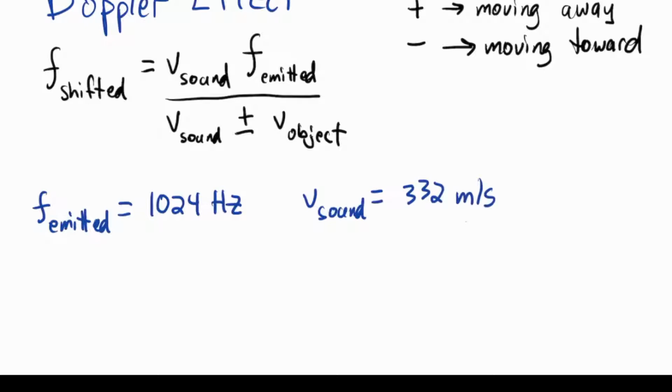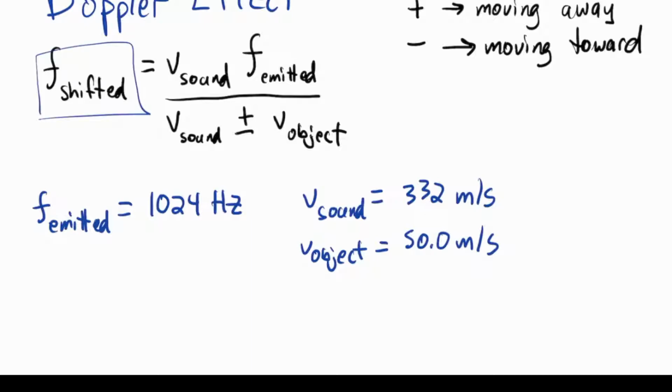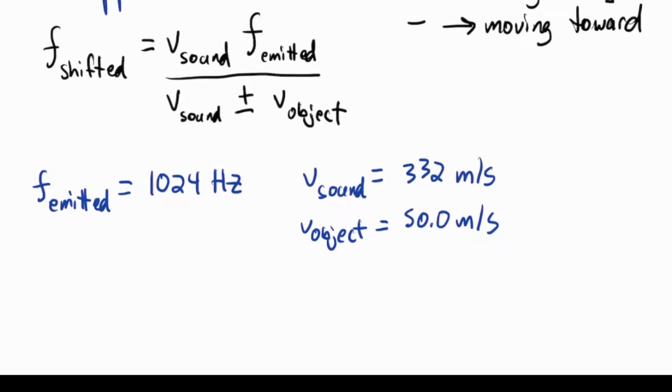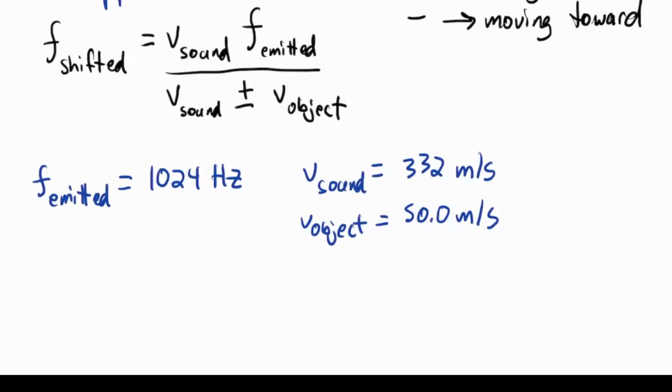The car is moving, so the velocity of the object producing the sound is going to be 180 kilometers an hour, or 50 meters per second. Make sure our units match. If you see that it's 180 kilometers per hour, remember we can't work with the units like that. We need to convert them. The question asks, what is the frequency that the boy hears? So we're trying to find our shifted frequency right here. Let's plug in our values and see what we get.